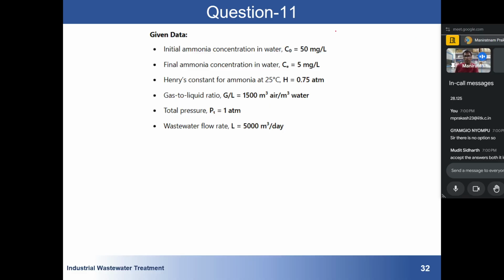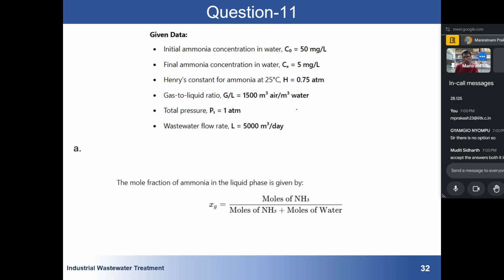Now these are the given data: C naught is 50 milligram per liter, C is 5 milligram per liter, Henry constant is 0.75, gas to liquid ratio is 1500 meter cube air divided by meter cube water. Total pressure is 1 atm. Wastewater flow rate is 500 meter cube. I have changed the data only in this question.